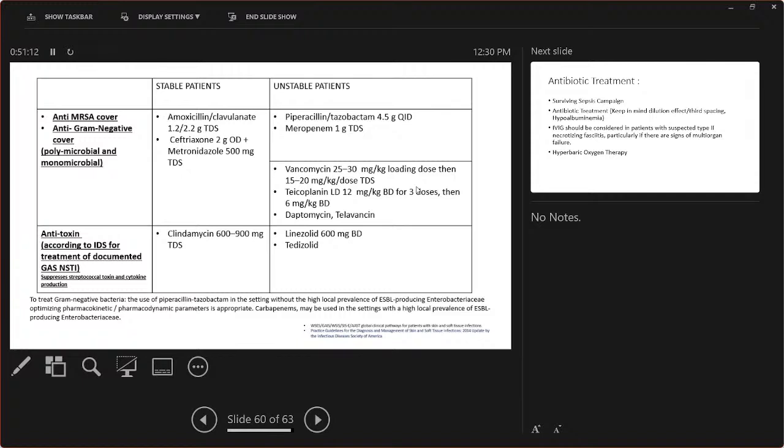So they say that in settings wherein there is a high local prevalence of ESBL producing gram negative bacteria, it is preferred to give meropenem or carbapenem. To cover anti-MRSA, we will give vancomycin or teicoplanin. On top of all this we should add antitoxin antibiotics, which is clindamycin or linezolid. According to IDSA, antitoxin treatment should be started only when we have documented group A strep infection, but that is in Western countries wherein they have rapid tests for group A streptococcus. We can start in our setting.